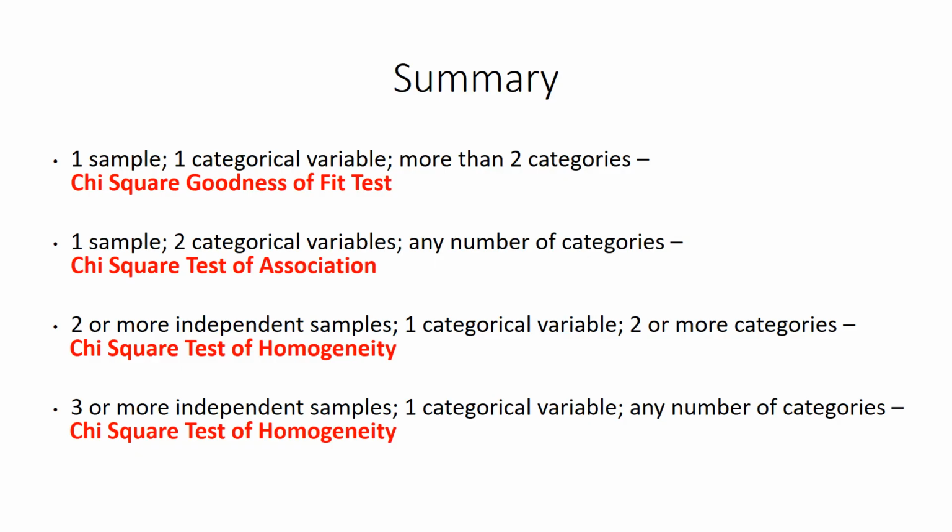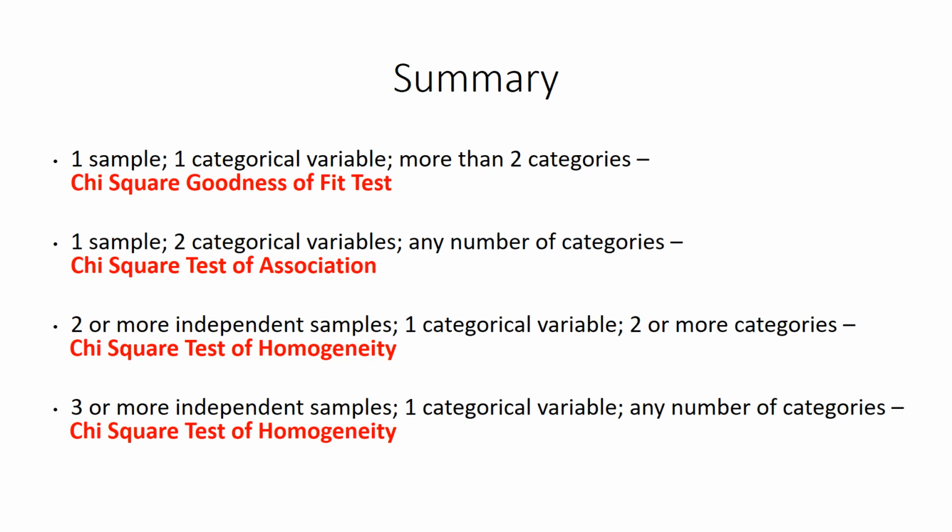To summarize, if you have one sample, one categorical variable, more than 2 categories, it's chi-square goodness of fit. If you have one sample with 2 categorical variables, it's the chi-square test of association regardless of the number of categories. If I have 2 or more independent samples, one categorical variable, two or more categories, it's the chi-square test of homogeneity.